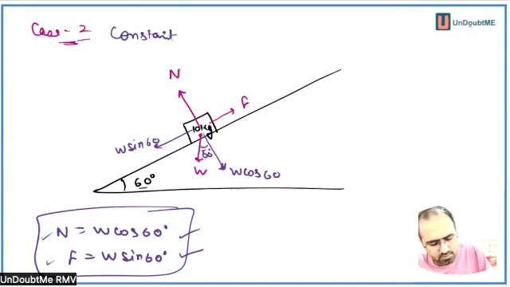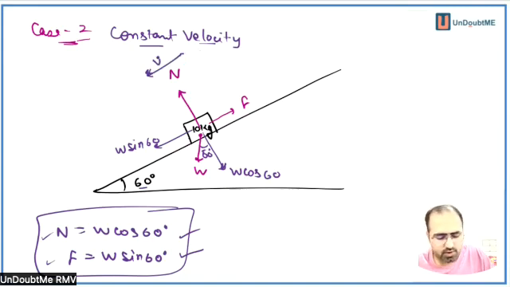Sir, does it matter if it's moving downwards or upwards? It is moving downward with a constant velocity v. Okay, so now will there be any change in the equation? Forces will be same, but when we have to write down the equation, will there be any difference?